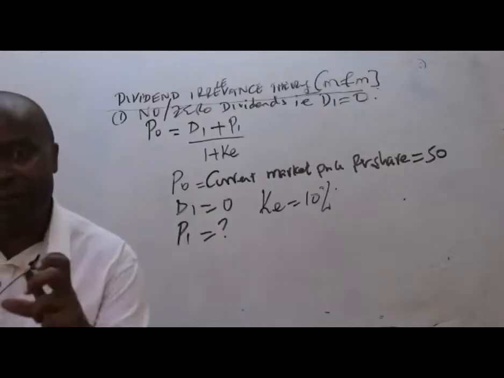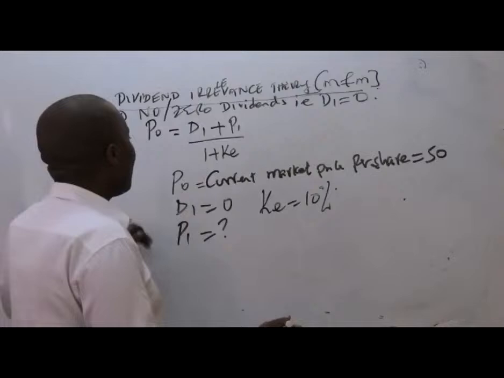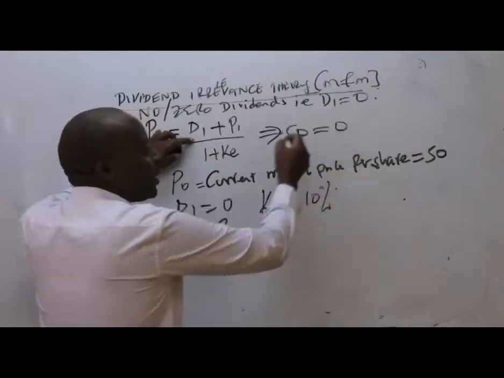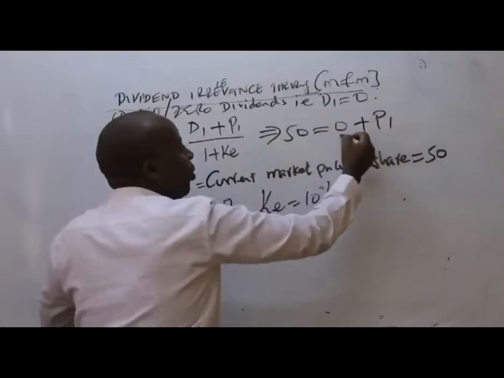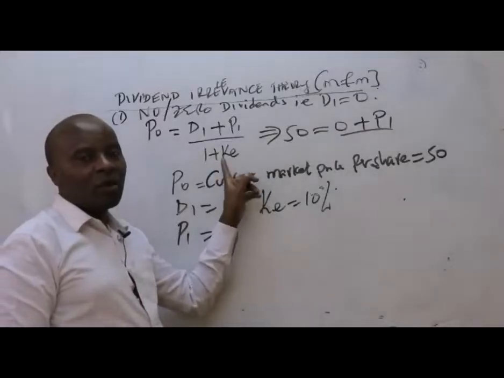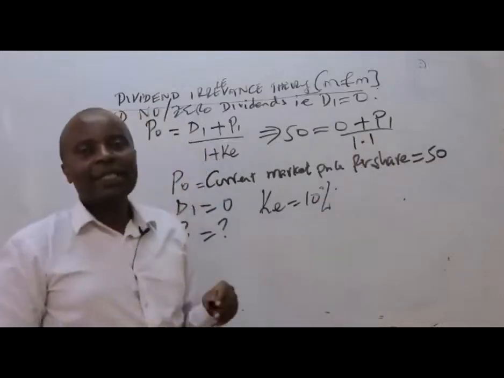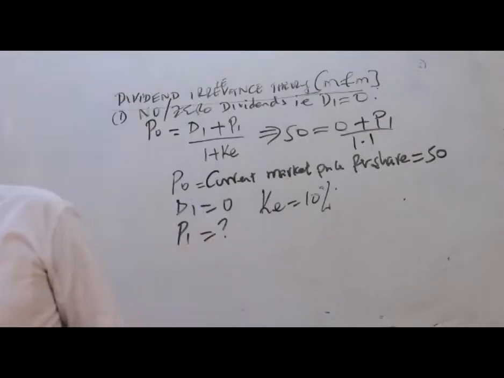So is there somebody who can make some adjustments there so that we have an answer? In this case our P0 is 50, which will be equal to D1, that is 0, plus P1, whose value we do not really know at the moment, all over 1 plus KE, cost of equity, which is 10%. So 1 plus 10% is the same as 1.1.